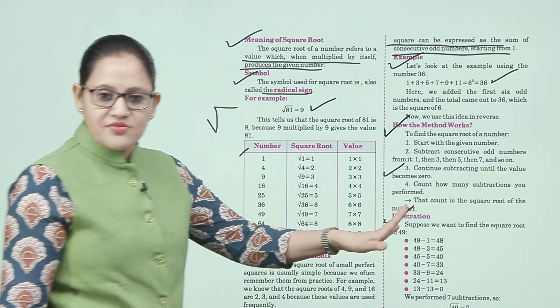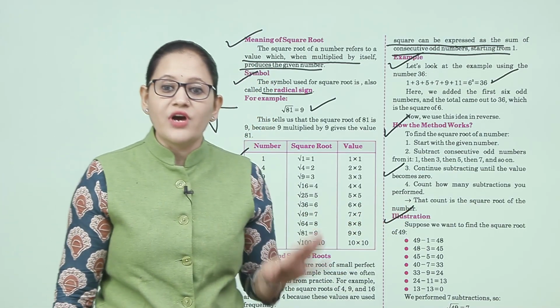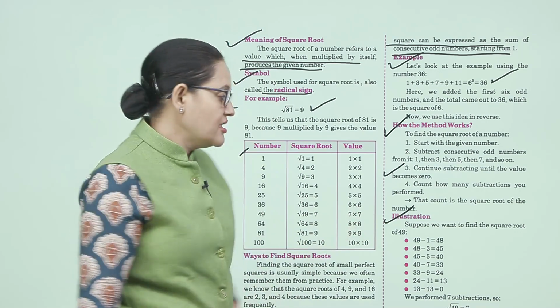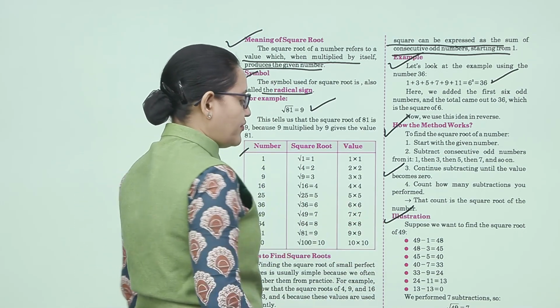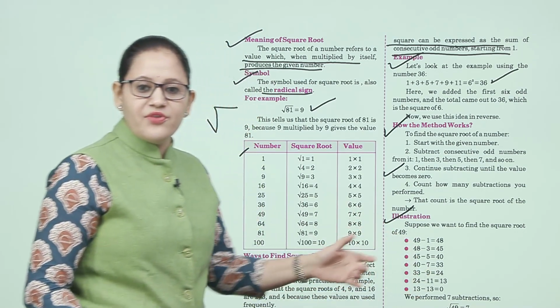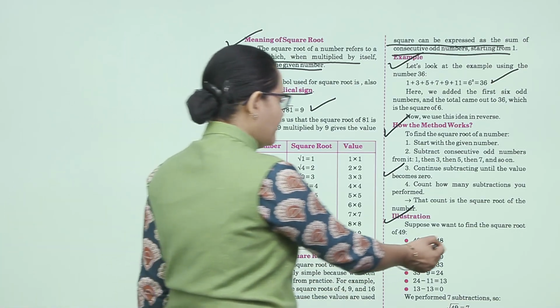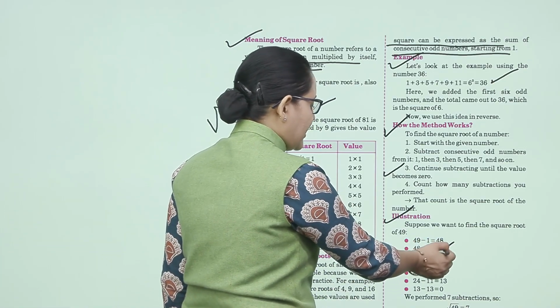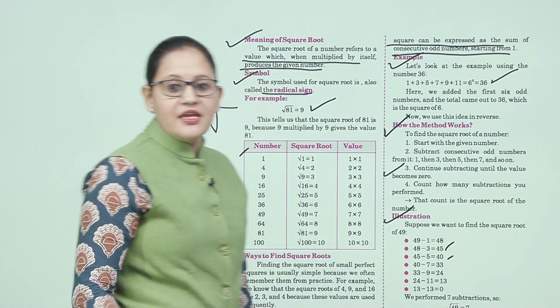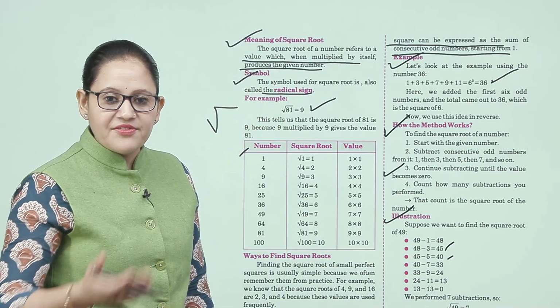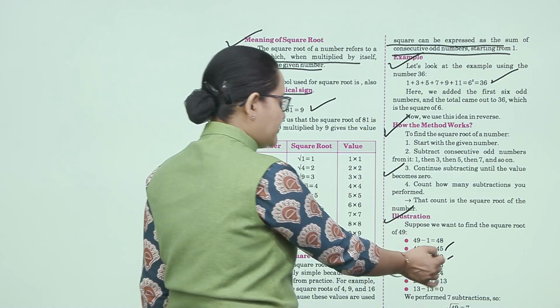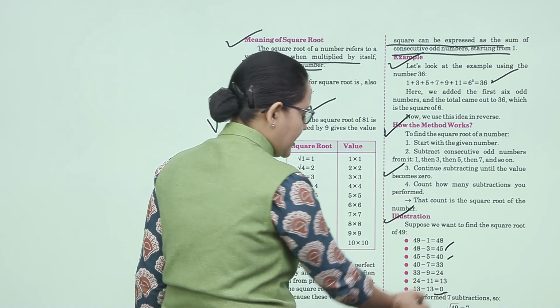Let's see how this works. Suppose we want to find the square root of 49. 49 minus 1 is 48. Then we subtract 3, we get 45. Then we subtract 5, we get 40. Then we subtract 7, we get 33. So, we have to keep subtracting until we get 0. Here we will get 0.